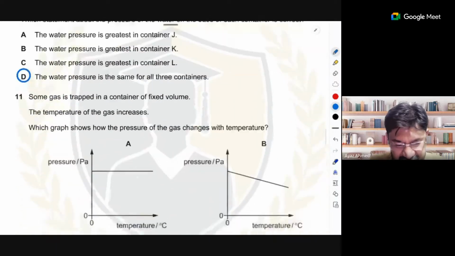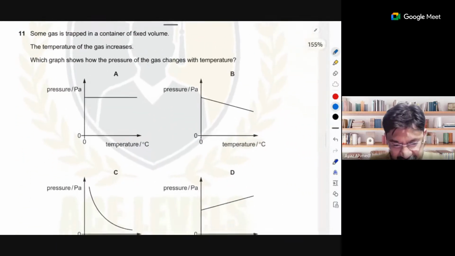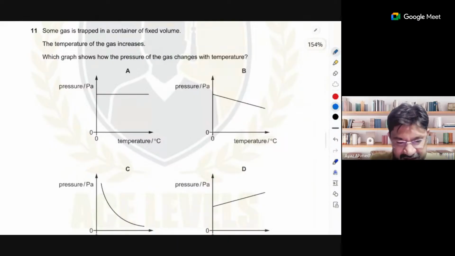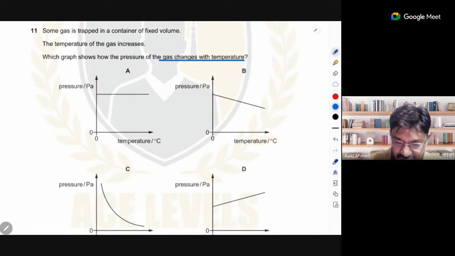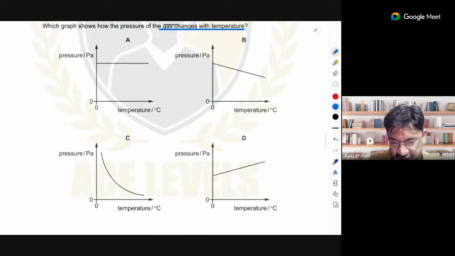The next is the pressure-volume question. Some gas is trapped in a container of fixed volume. The temperature of the gas increases. Which graph shows how the pressure of the gas changes with temperature? So as temperature increases, pressure increases. Which graph would be the right option?